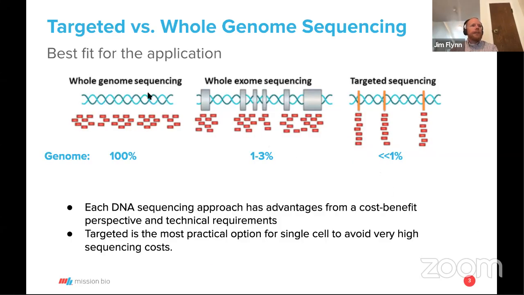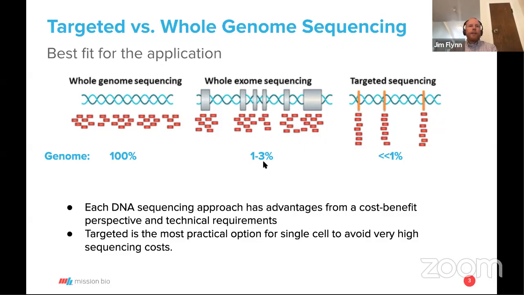So again, this is doing targeted versus whole genome sequencing. You really want the best fit for the application. So if you look at whole genome sequencing, you're going for 100% of the genome. If you're going for whole exome sequencing, you're going for a few percent of the genome, just covering those exons in a gene and ignoring the intron regions.